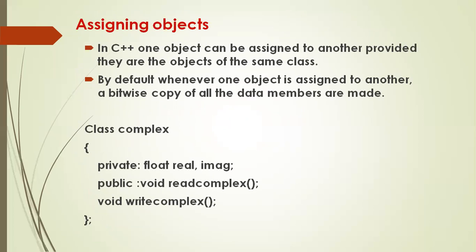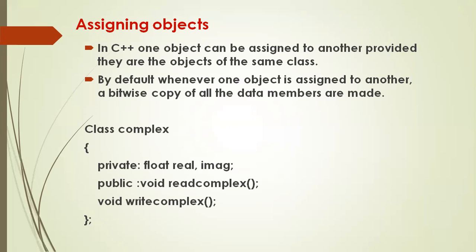Now, in C++, we can copy the content of one object directly to another object. For example, C1 is an object, and if you use the function C1.read_complex, the real and imaginary values will be read for the C1 object. As it is, we can copy that to another object called C2 by using the normal assignment statement C2 = C1. So, in C++, one object can be assigned to another provided both objects belong to the same class. You cannot copy an object of the triangle class to the complex class.